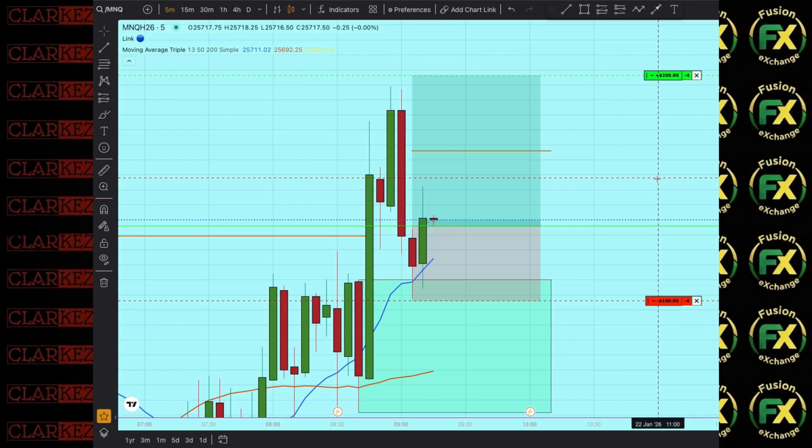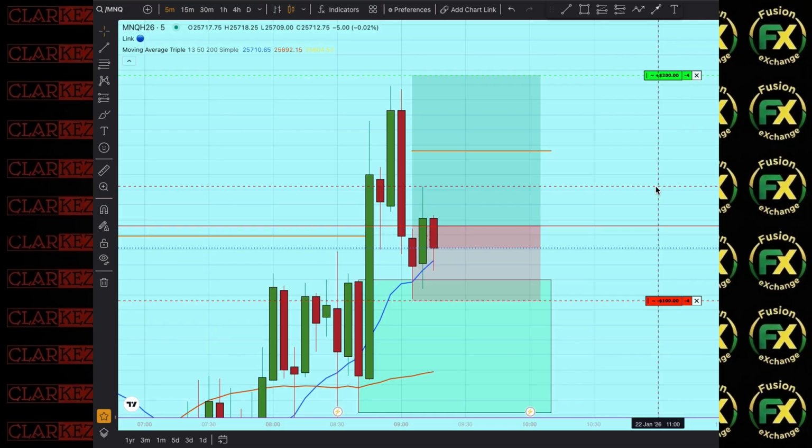So wait, right? A little bit of drawdown, still confident in the trade. As I can see, so far we have two previous candles rejecting the 13 and the current candle also rejecting the 13. So then we're back in profit, right? Pushing up.